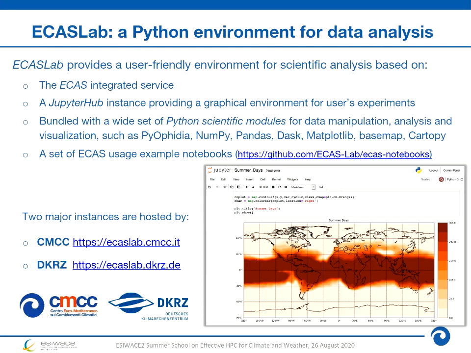Upon ECAS, the ECAS Lab, which is a user-friendly Python-based environment for data analysis, has been set up. Besides ECAS, it also integrates a Jupyter service jointly with a wide set of well-known scientific Python modules for analysis and visualization, including, for example, Matplotlib, Basemap, Cartopy, NumPy, and others. Thanks to JupyterHub, which is basically a multi-user interface for Jupyter notebooks, it is possible to exploit very easily the ECAS features together with the Python ecosystem from the notebooks. To support scientists and allow them to get started with the environment, we also provided some training and demonstration notebooks, which can be accessed from the instances.